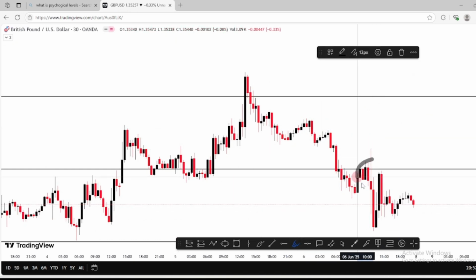Look at what happened right here. Price reacted to it and dropped to the downside. The same thing, a reaction around here, a push to the upside.